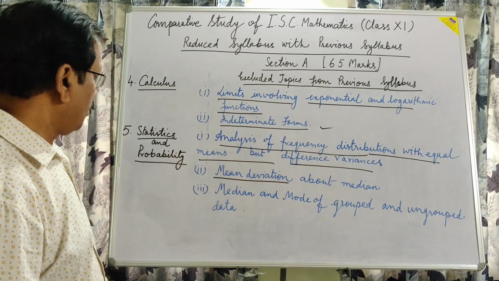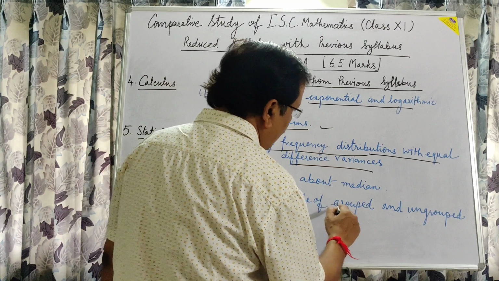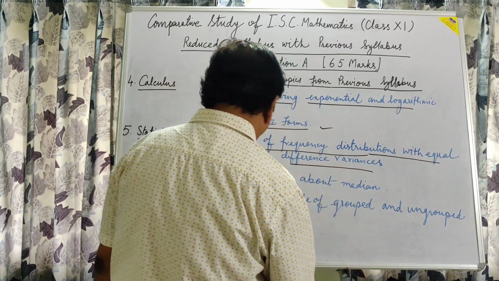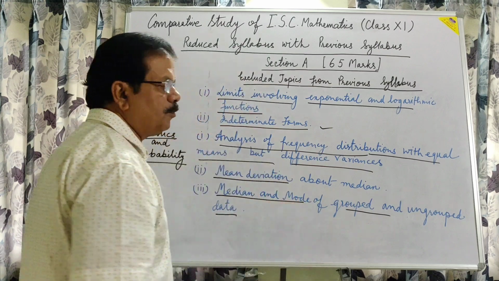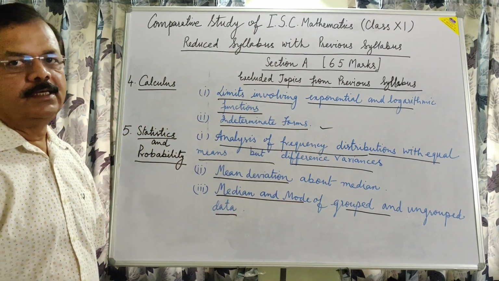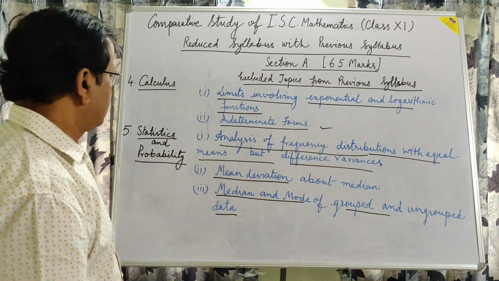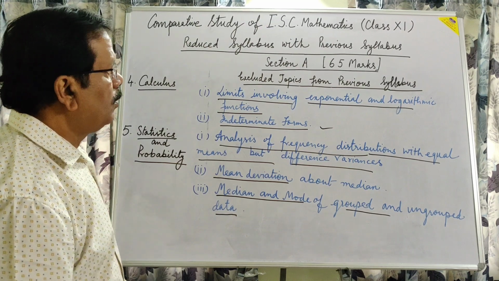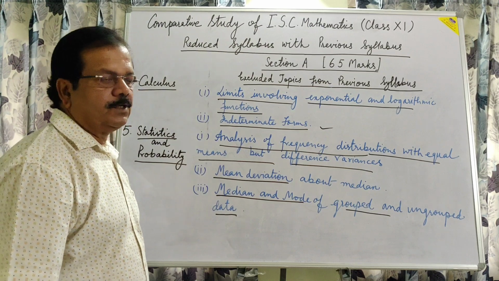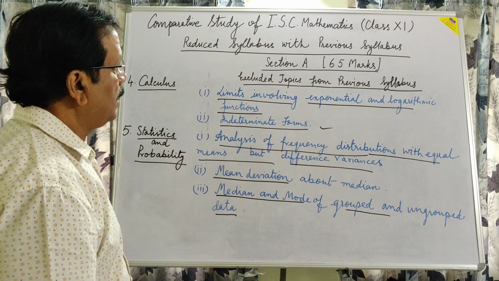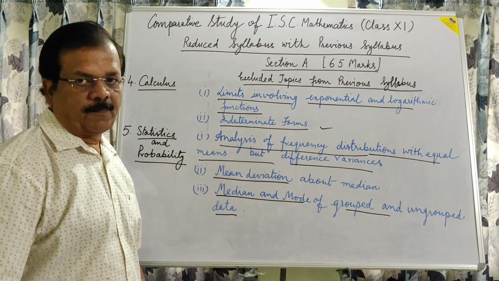Third subtopic, that is median and mode of grouped and ungrouped data, excluded from the previous syllabus, but mean of grouped and ungrouped data is still there in the current syllabus. And this is all about section A. All these 5 units will carry 65 marks. Now we are going to start section B.